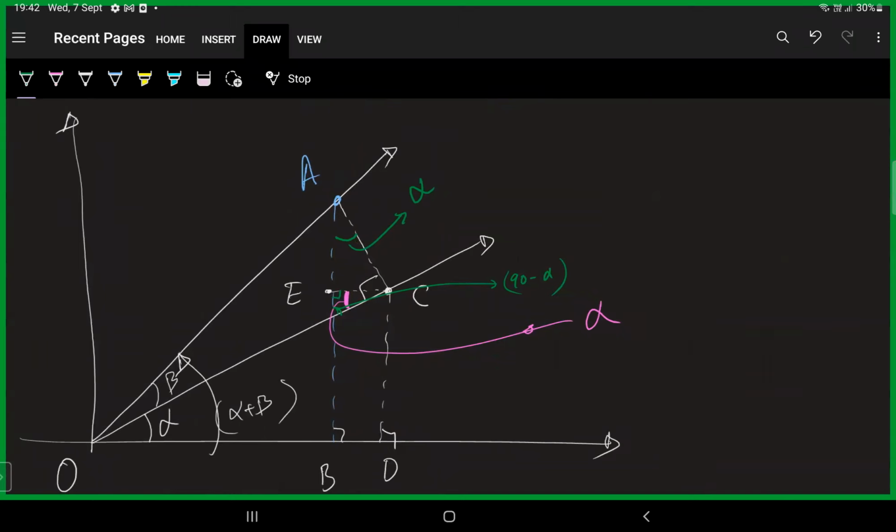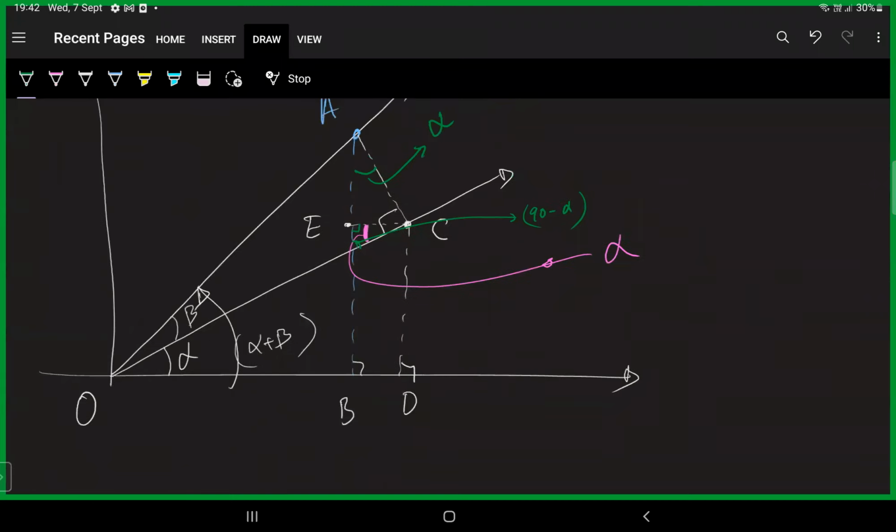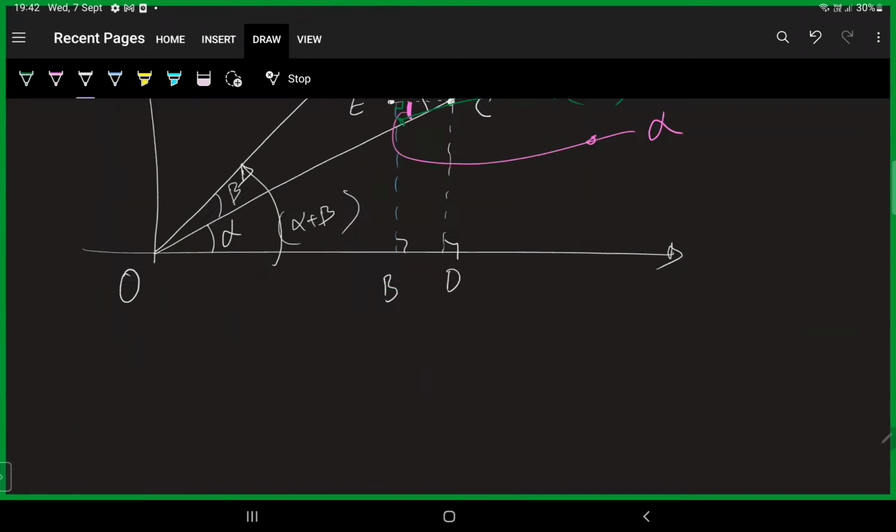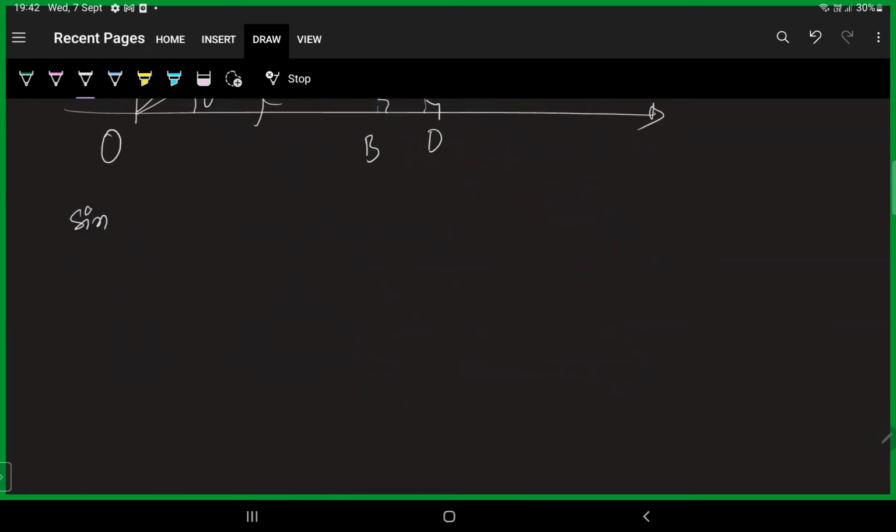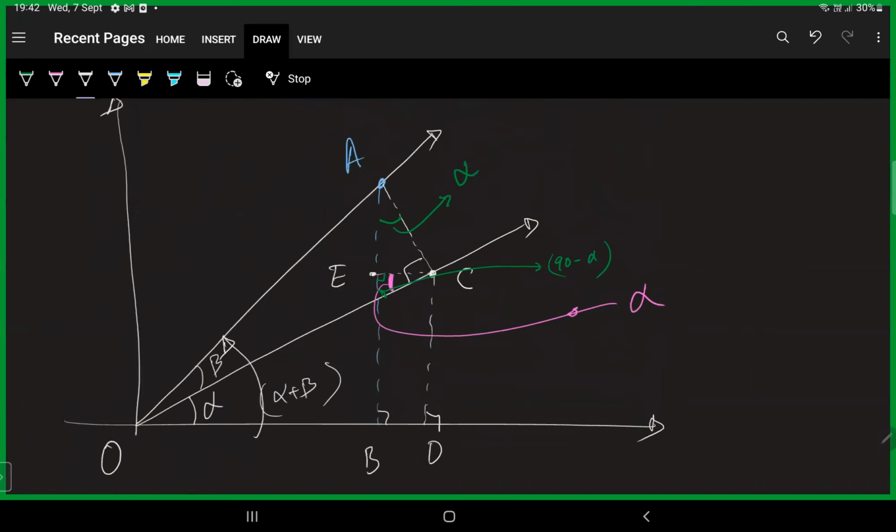Now, since we know everything about this, we can write what we actually want to write. That means we want sine of alpha plus beta. Now just try to find sine of alpha plus beta from here. Let's see which triangle we should use. Sine of alpha plus beta is this, in triangle OAB, right?